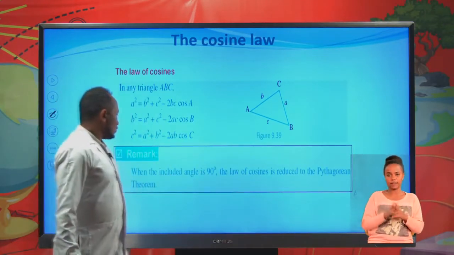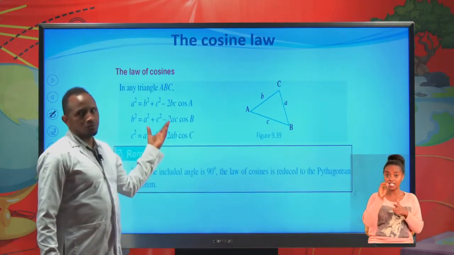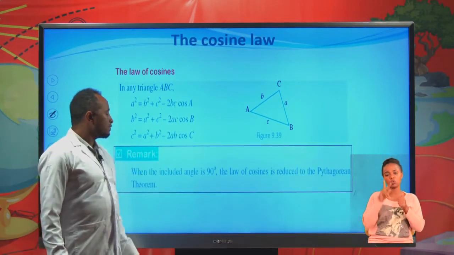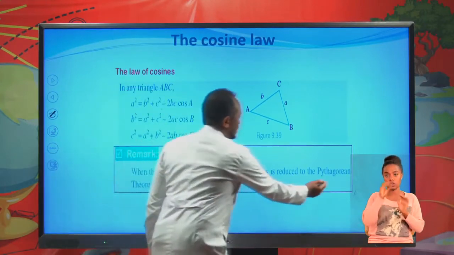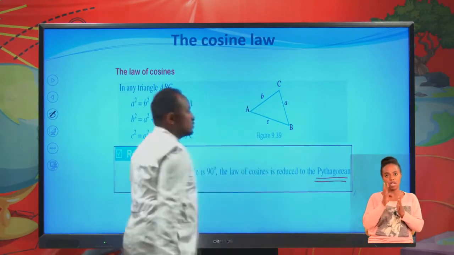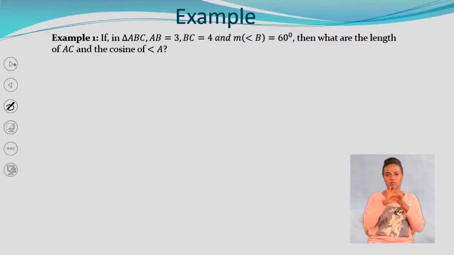If the included angle is 90 degrees, the cosine law will be reduced to the Pythagorean theorem. So let's continue. Let's see an example.